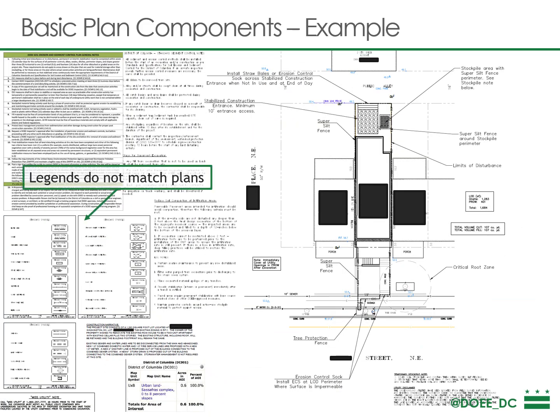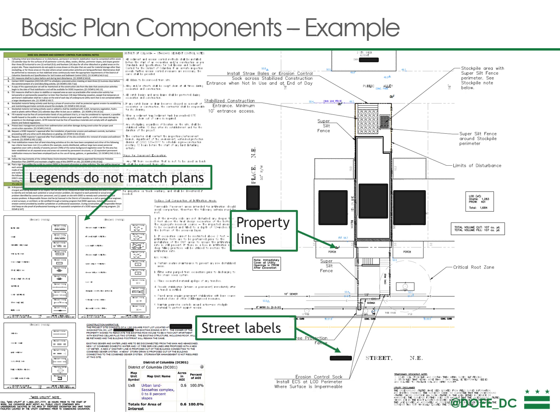Here's another example with some errors on it. So you see here there's a legend that doesn't match the symbology and the line types they're using in the plans, right? This is just a standard symbol that's pulled and put on the plans, but it doesn't match the symbols they've actually used. This is incorrect and will result in a comment from the plan reviewer. The property lines are shown, so they've used their own symbology here for the property lines, but again, that line type is not shown in the legend. They've shown the street labels, which is good.